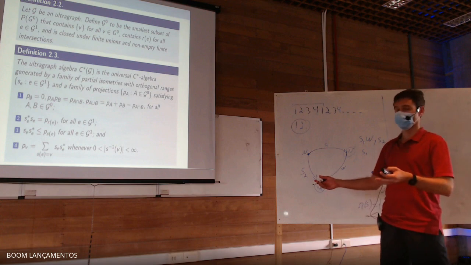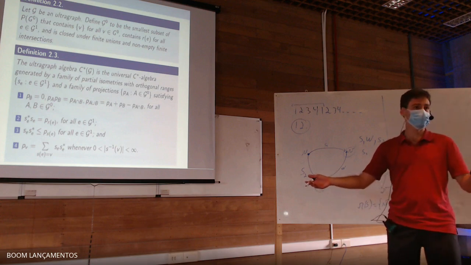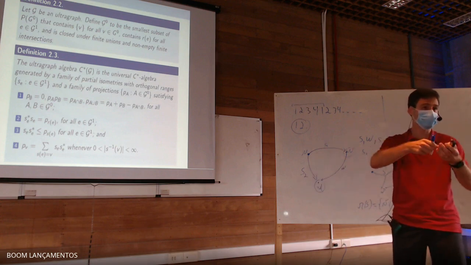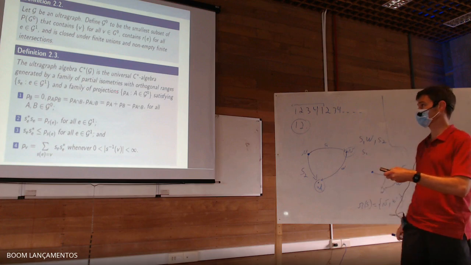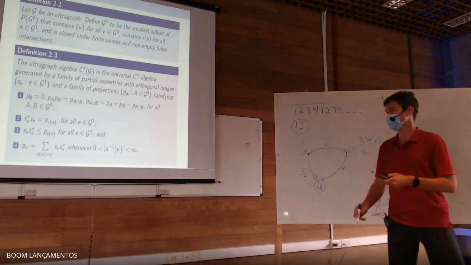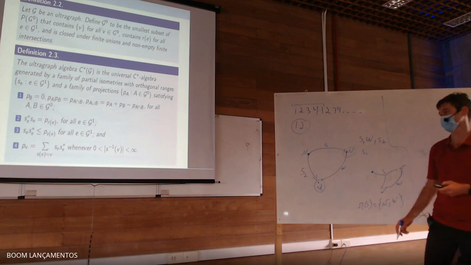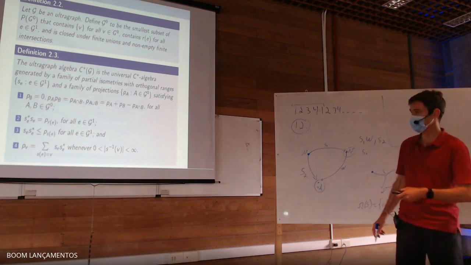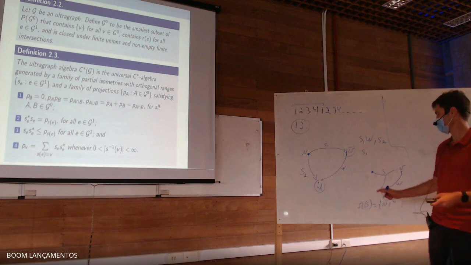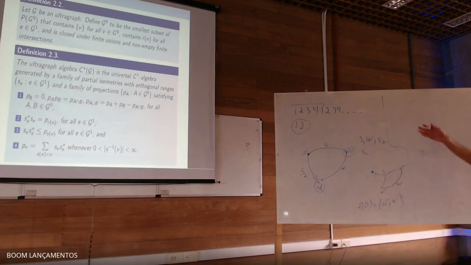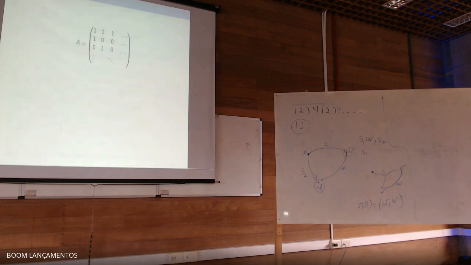It's just, remember for a Leavitt path algebra, you have a projection for each vertex. Here we have a projection for each generalized vertex. And then they have to behave well with these Boolean algebra operations. And you can see here that four is just like the Cuntz-Krieger relation, right? The projection of a vertex is just the sum of the final projections of the edges leaving that vertex.